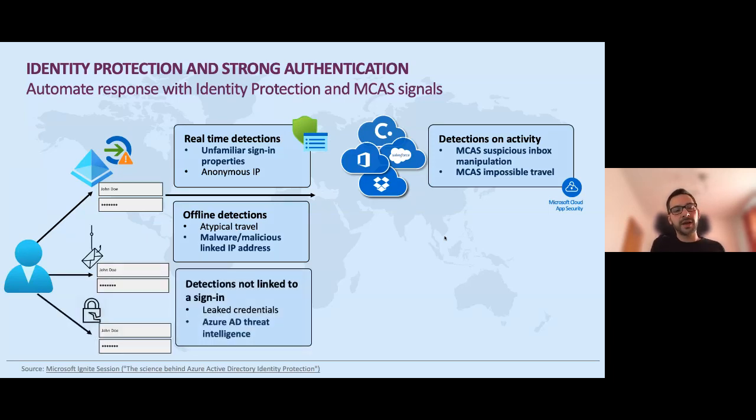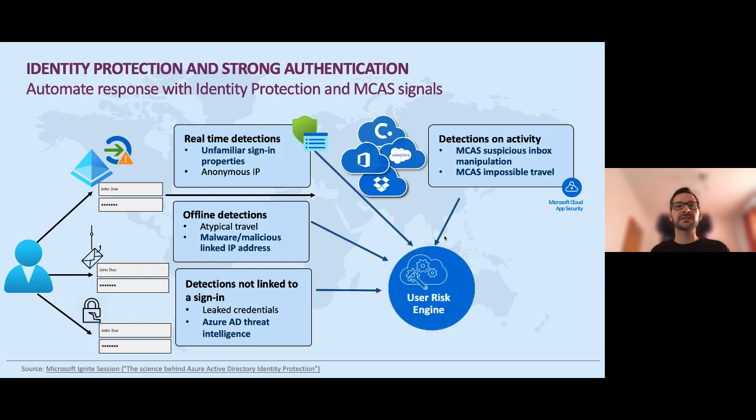And on the other side, we have detections that are not linked to a specific sign-in event and have more an identification that the identity is compromised. So Microsoft is looking for leaked credentials in the darknet or using the Azure AD threat intelligence with various intelligence sources about information that probably the identity is compromised. But all of these events come together in the user risk engine. And in the end, we've got a user risk score.